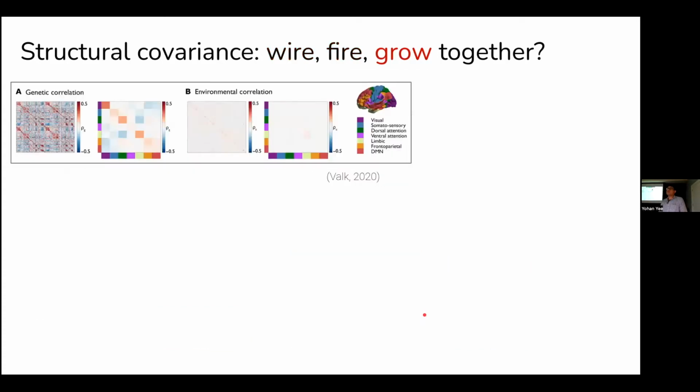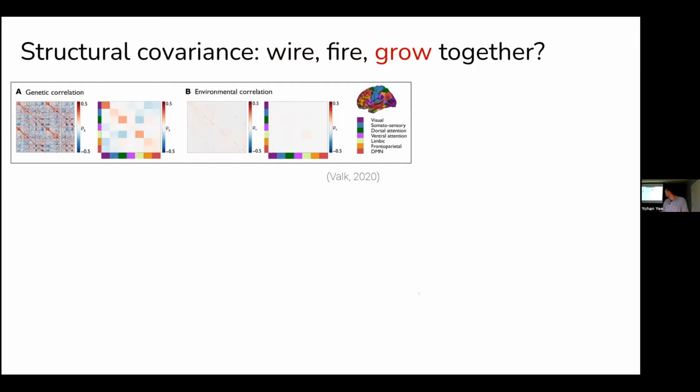That isn't the full story though. We also have another similar, but not necessarily the same hypothesis, which essentially says that regions might just grow together. You don't need connectivity. What you can have is just coordinated development that's guided by intrinsic genetic cues being expressed.